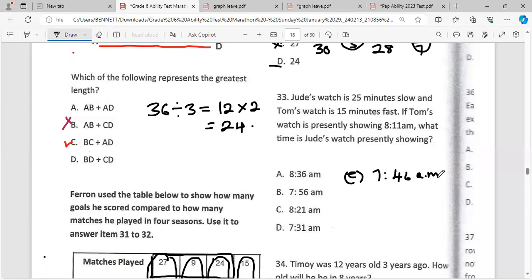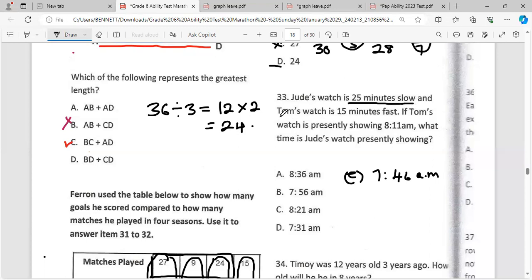Oh, but guys, I'm thinking to get this, we need the current time. Wouldn't you work that out first and then take it from there? I notice persons went ahead and took away 25 and so forth. But I will start with the information that they give us. This is what I mean. So Jude's watch is 25 minutes slow. So we know that Jude's watch is slow, right? So it's behind the real time.